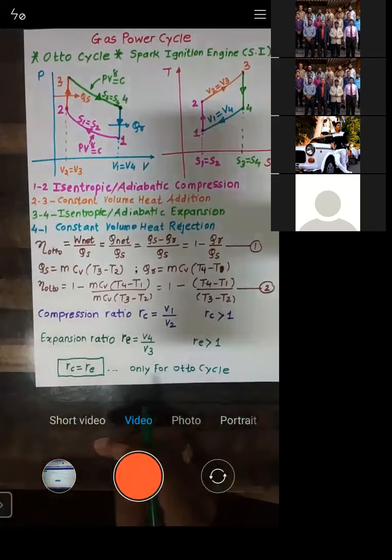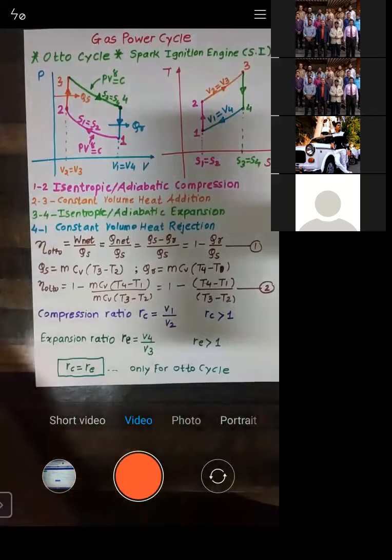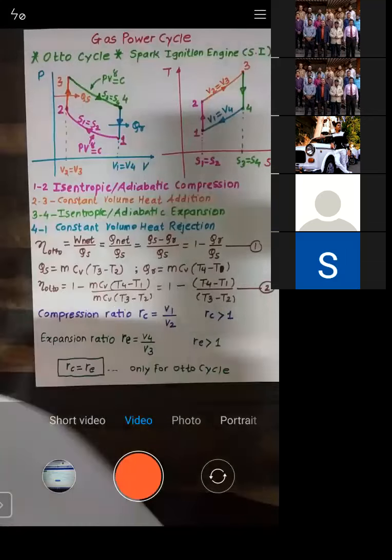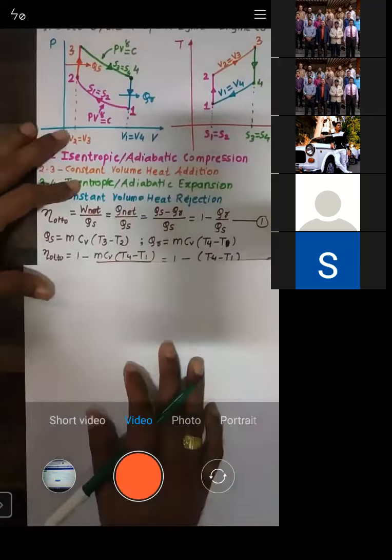Is that okay with this one? Yes. Is it okay? Can we move to the next point?